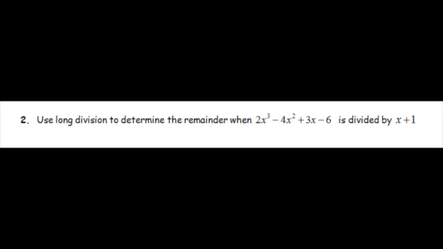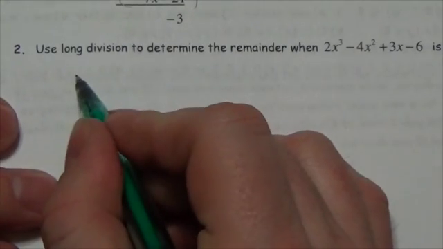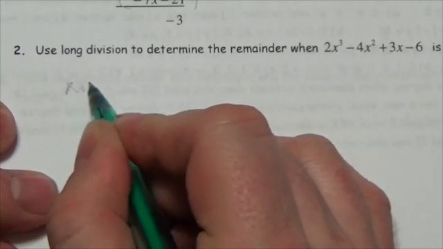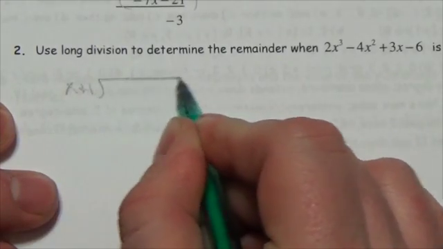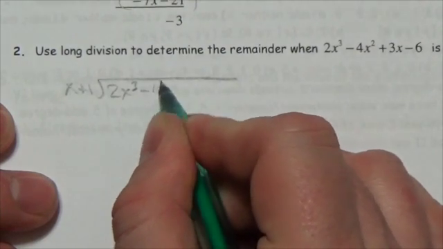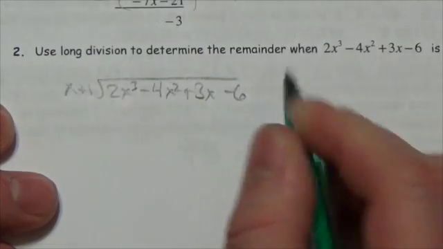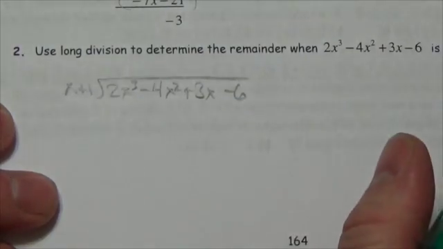Use long division to determine the remainder when 2x cubed minus 4x squared plus 3x minus 6 is divided by x plus 1. So here's a question we're going to walk through the long division with. So x plus 1, there's our divisor. Our dividend is 2x cubed minus 4x squared plus 3x minus 6.